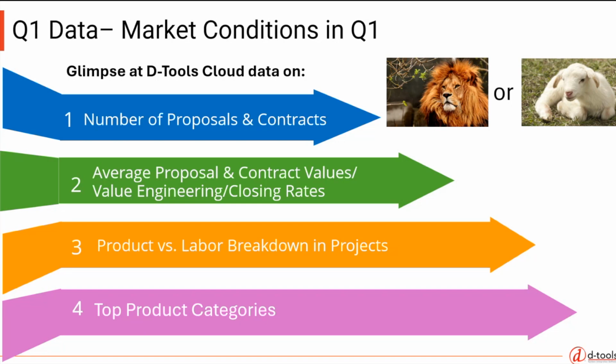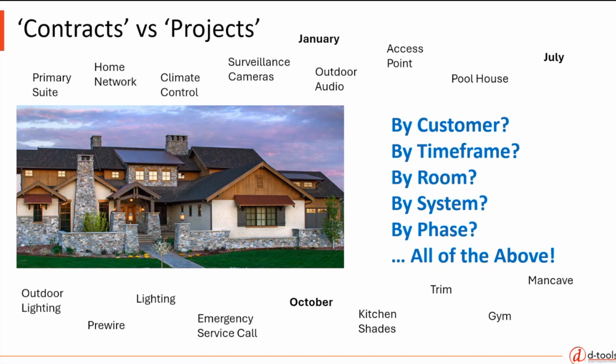So we're going to be looking at the number of proposals and contracts. Going to be talking about average proposal contract values, what kind of value engineering we saw in Q1, and what the closing rates were. We're going to talk about the product versus labor breakdown in projects. And then lastly, we're going to talk about some of the most common product categories. So that's the agenda.